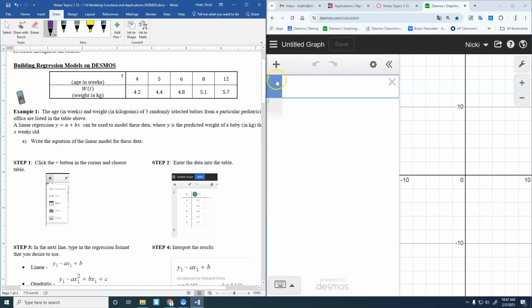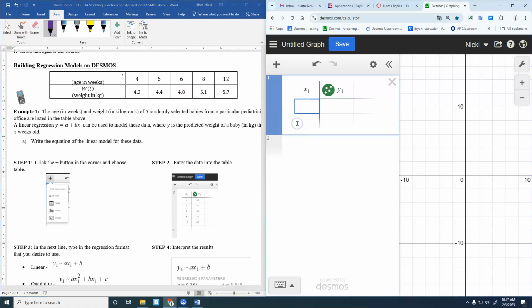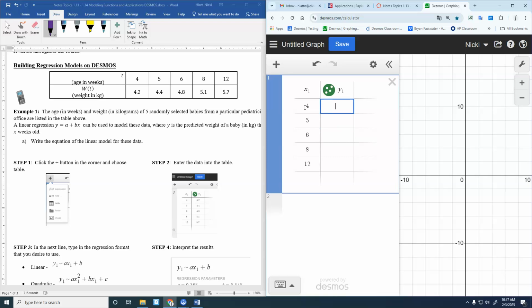The calculator takes forever. So if you want to do a regression of any sort, first thing you've got to do is put your data in a table. So you're going to hit the plus sign up here. You're going to click table. And you're going to enter that data into the table. And it will show you a graph as soon as you start typing things in.